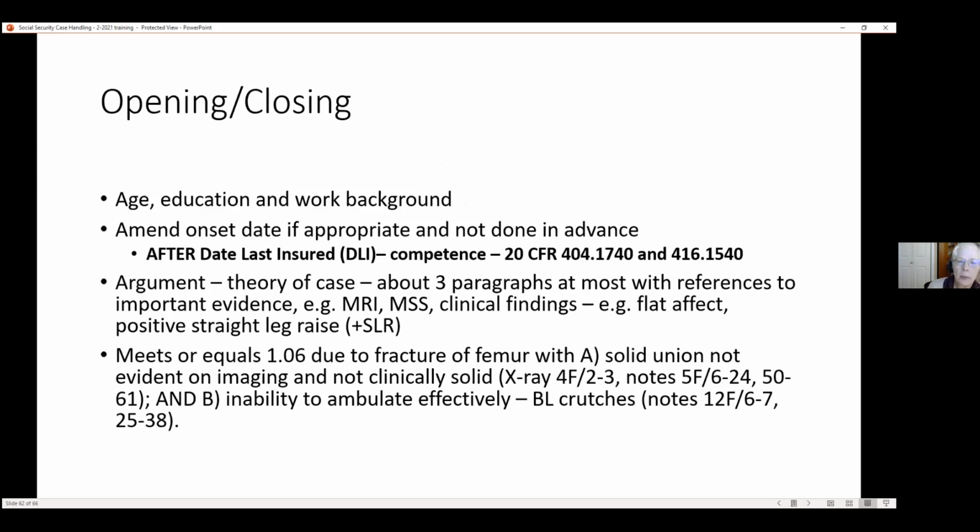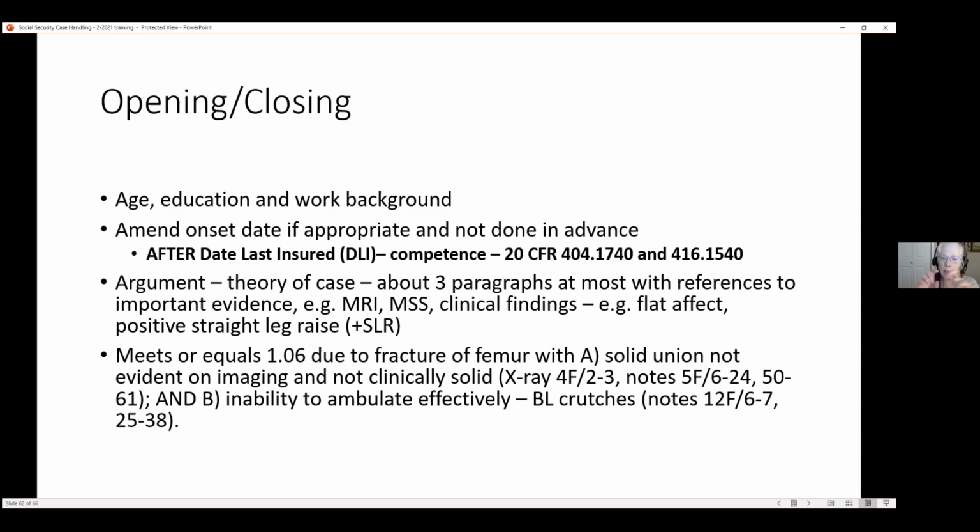Your opening and closing is going to be your theory of the case: age, education, and work background. You want to amend the onset date if that's appropriate, and make sure that you don't amend it after the date last insured, because if you amend the onset date to after the date last insured, we have to question whether that's competent representation. In Title II, you have to become disabled by a certain date or you don't get disability insurance benefits based on your earnings record. If you agree to amend the onset date to after that date, that means, certainly for this case, they do not get Title II benefits, and they're unlikely to get more quarters of coverage even if you get them SSI.